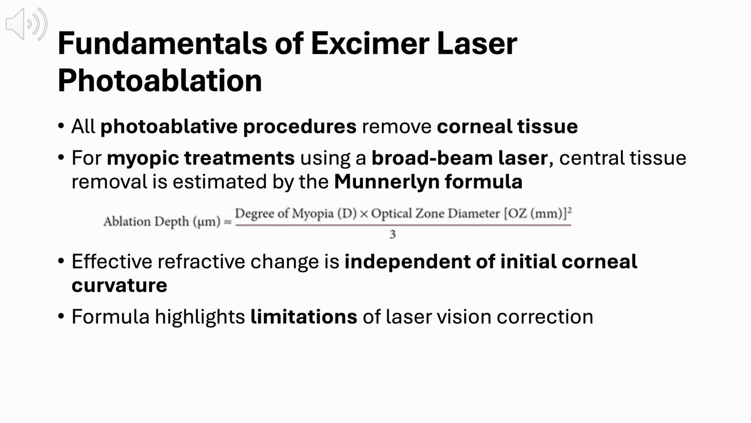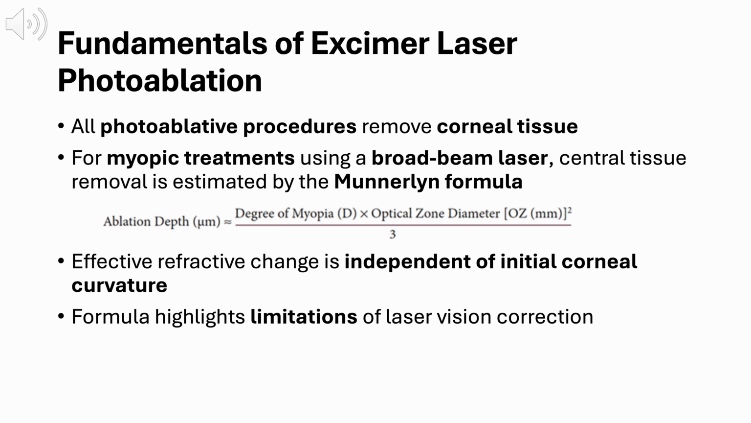For myopic treatments, especially with older broad-beam excimer lasers, the amount of central tissue removed can be estimated using the Munnerlyn formula. This formula shows that ablation depth increases linearly with the degree of myopia, but increases quadratically with the optical zone diameter. In other words, larger optical zones cost you a lot more tissue.